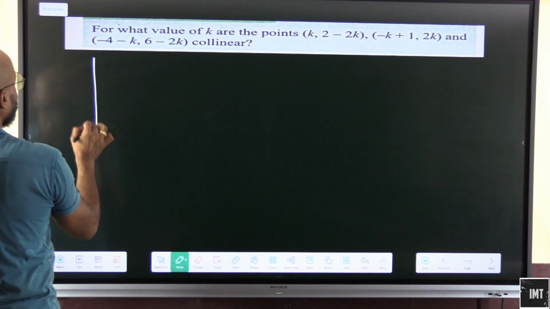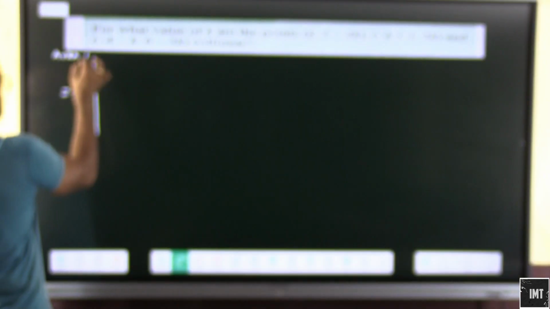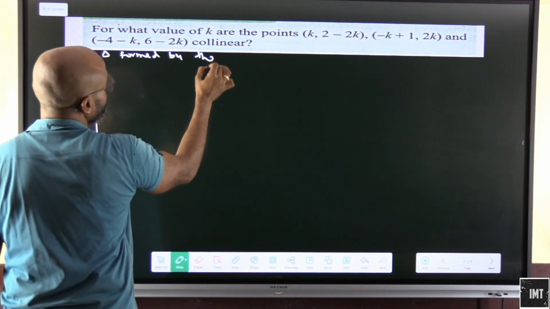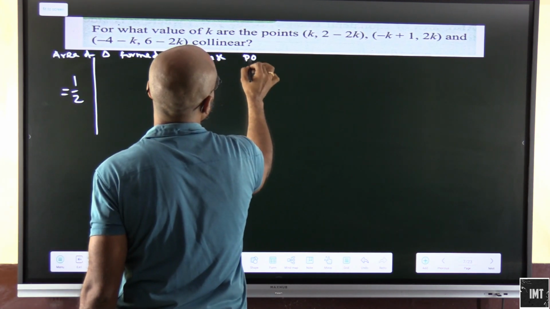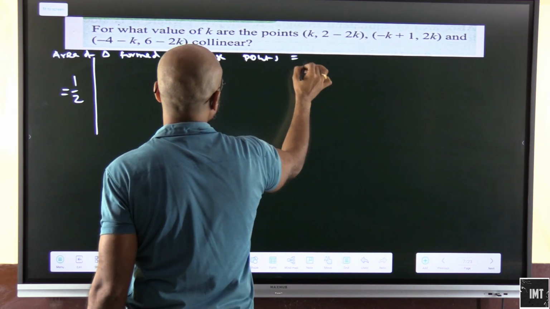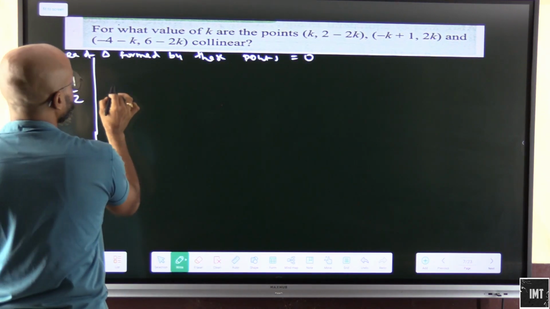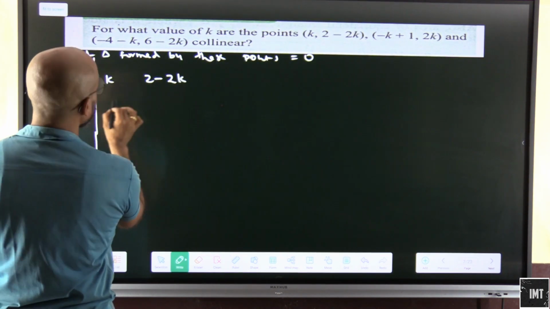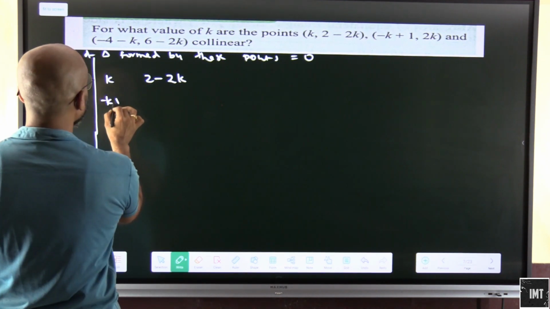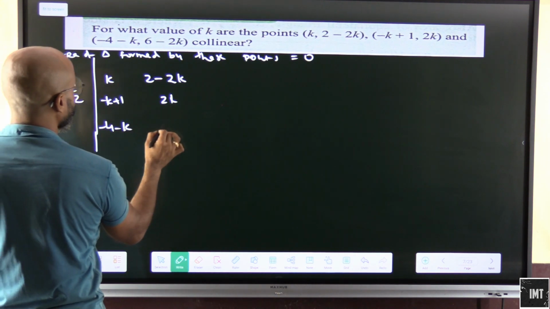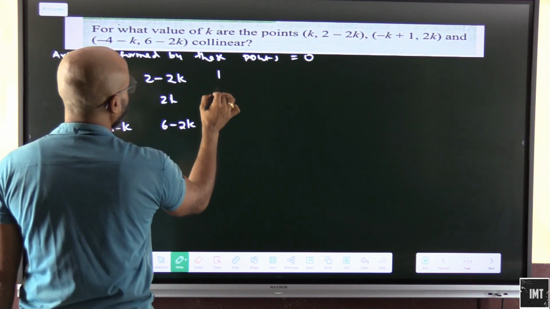We have here the area of the triangle formed by these points. Let's say the area of the triangle formed by these points, 1, 2, 3 points are there, will be equal to 0, which means here we will have k, 2 minus 2k, minus k plus 1, and we have 2k, and here we have minus 4, minus k, 6 minus 2k, 1 1 1.